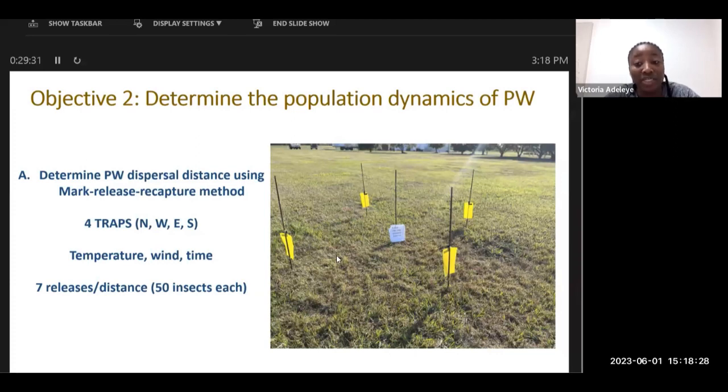And at the time of release, I would take the wind, the pressure, and the temperature. They were recorded for each of the releases. And I had 7 releases for each of the distances. And each time I released, I had 50 insects marked.